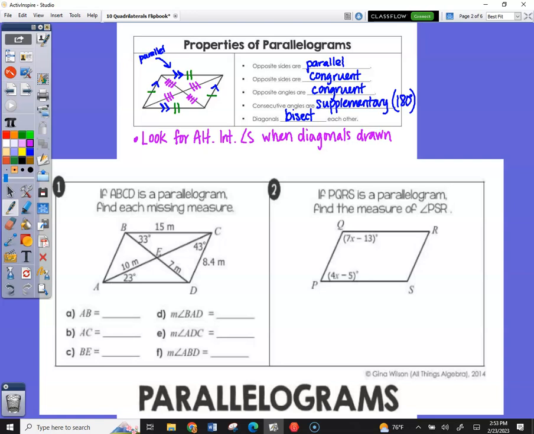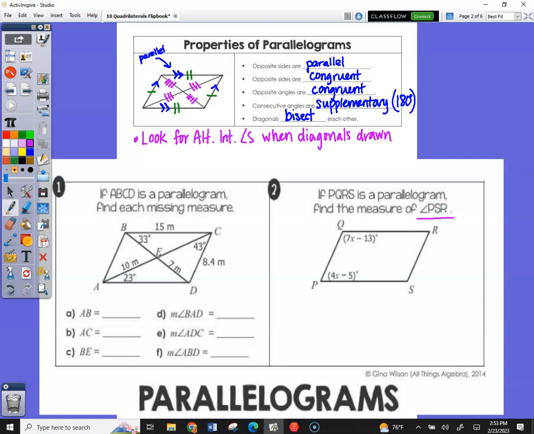Let's look at example 2. We're going to look at example 2 because it's easier than example 1. Example 2 is an algebra problem, and I know I said no algebra till tomorrow, but this is something we already talked about, and you should be familiar with this. So look at example 2. It does tell you, hey, you have a parallelogram, right? Then it says find the measure of angle PSR.